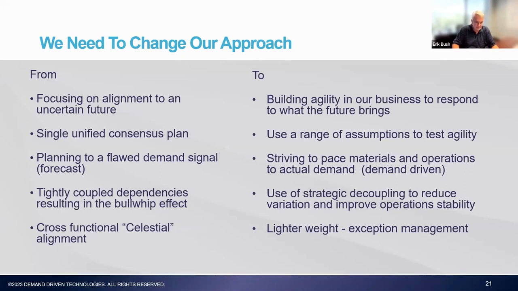Instead of thinking about a single unified consensus plan, why don't we use a range of forecast assumptions as a vehicle for testing our agility? Where's the breaking points in our current model? Where do we need more capacity? Where may we need secondary suppliers for given components or whatnot to give us that more resilience that we're looking for? If we can pace our materials and operations to the true demand, in other words, we had infinite flexibility to the greatest extent possible, then what we would have is a truly agile and nimble supply chain.